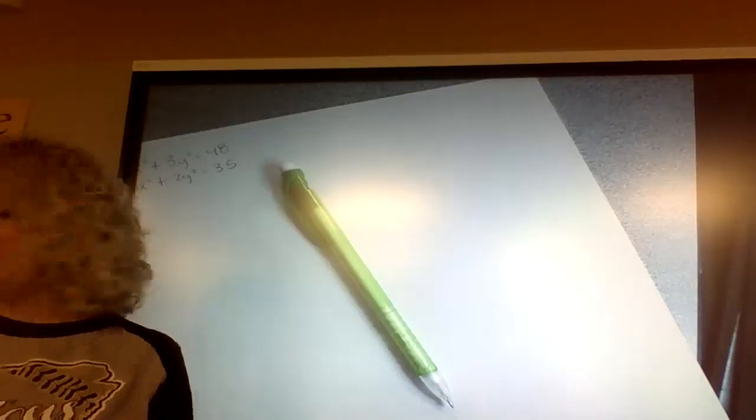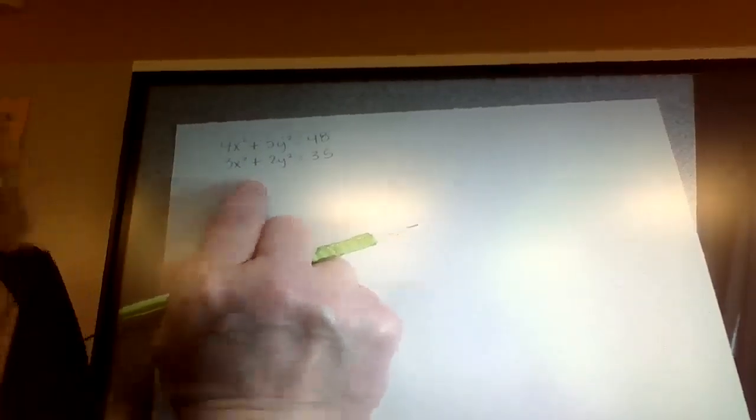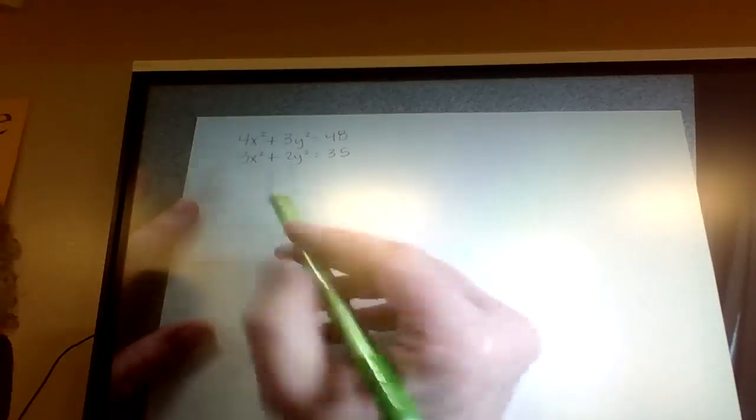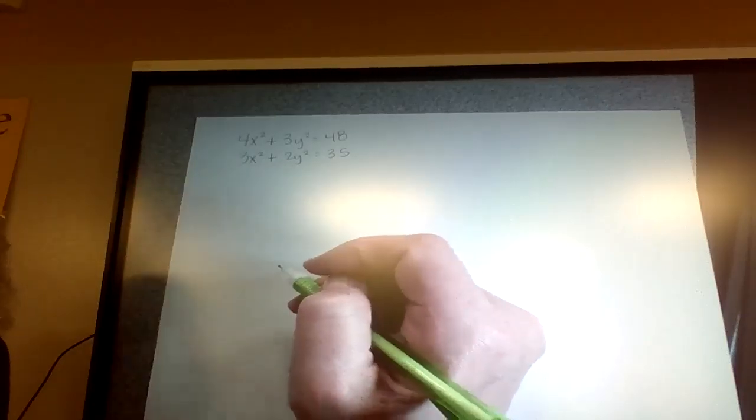Okay, it's working. All right, so this one is going to be a little bit different. We're looking at two ellipses here. So if you think about it, we could have up to 4 answers.